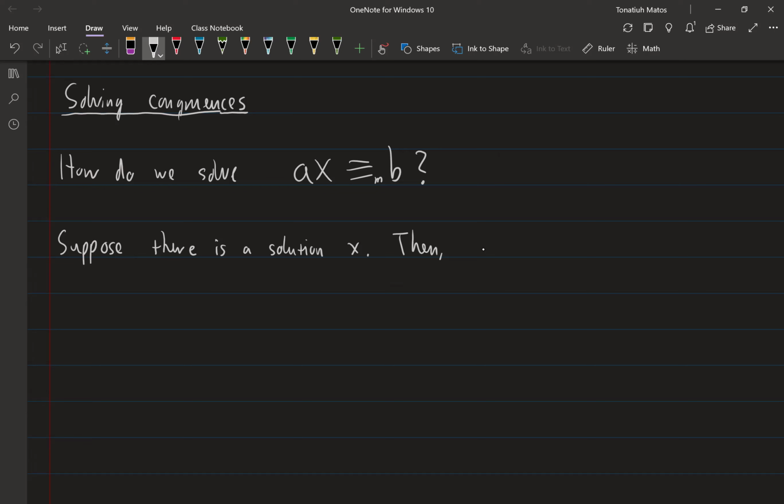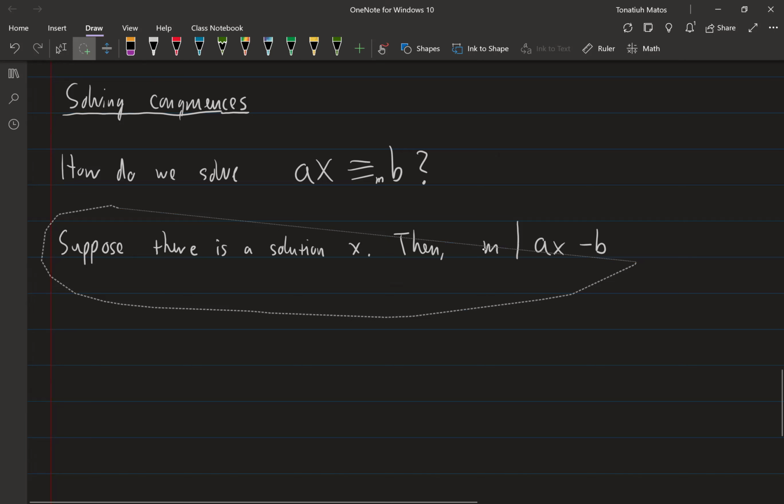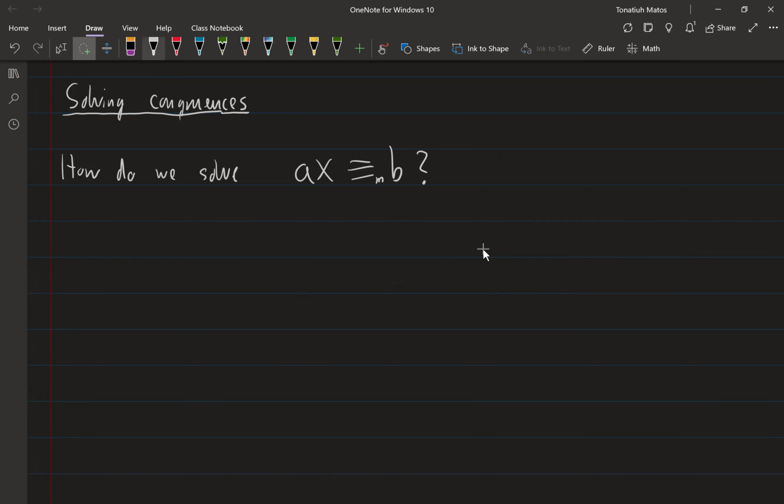So this means that M divides AX minus B by definition. So what can we say about this? M divides that number. So what property can we derive? Actually, let me just write down the theorem so that we are working in a more concrete direction, for the purposes of time.